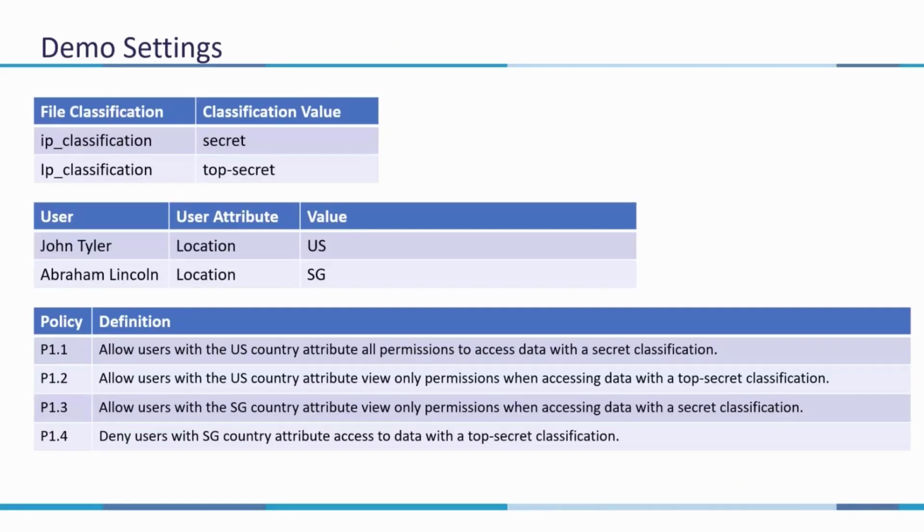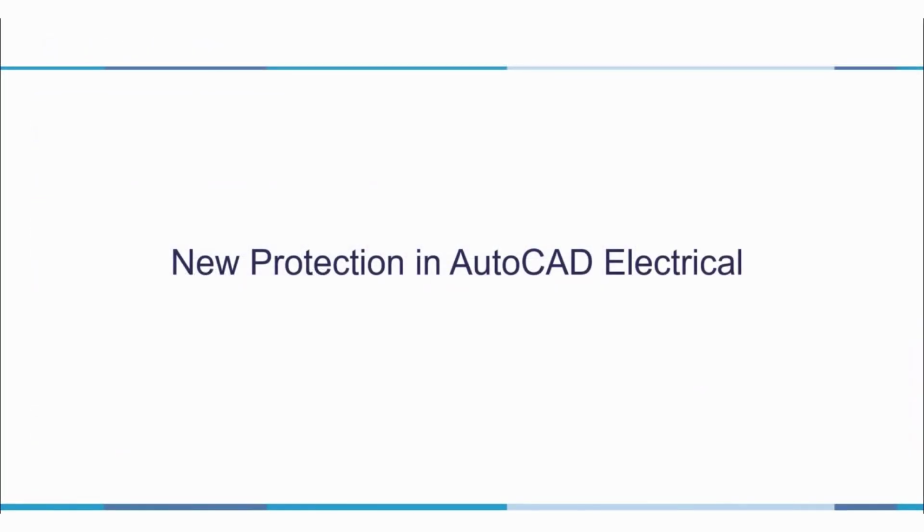Before we proceed, let's review some settings in the demo environment. First is file classification. IP classification is a document classification category that has been defined in SkyDRM. It has two values, secret and top secret. There are two user accounts, John Tyler and Abraham Lincoln, and they each have different locations represented by a location attribute with a country value. The four policies for our demo use the classification and location attributes above to determine access to protected data or files. Let's proceed to new protection in AutoCAD Electrical.